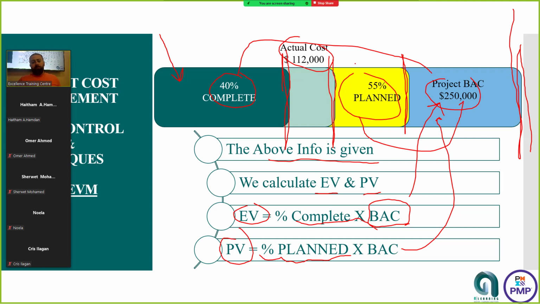100,000 for the EV. For the EV is 100,000. For the PV, 137.5. Let's reveal. Let's see if you are doing well.